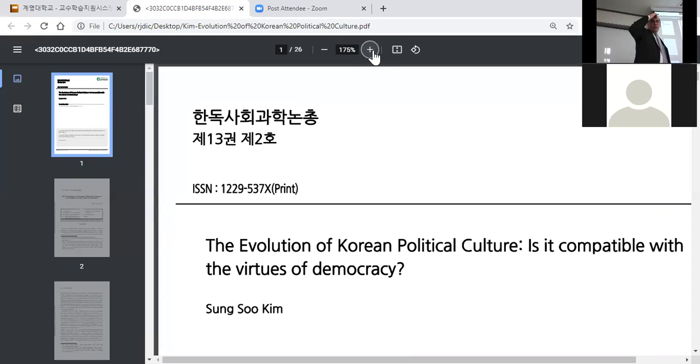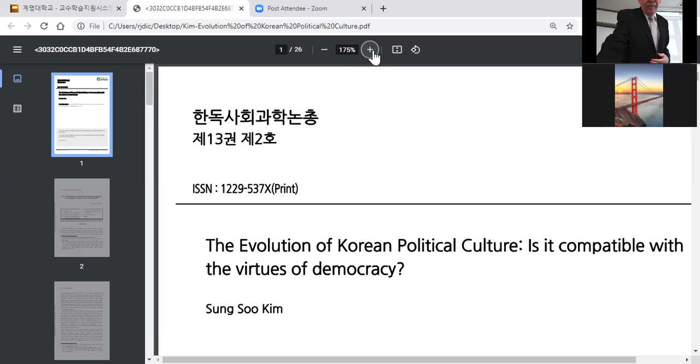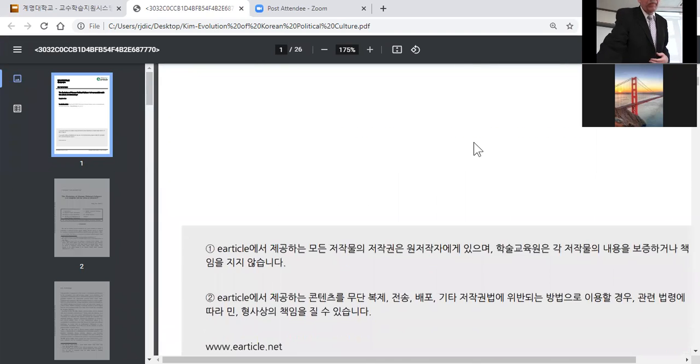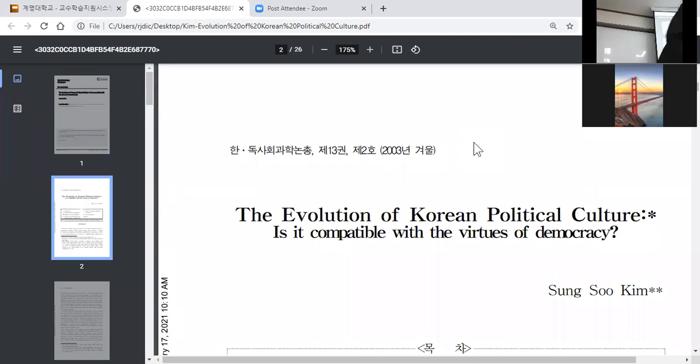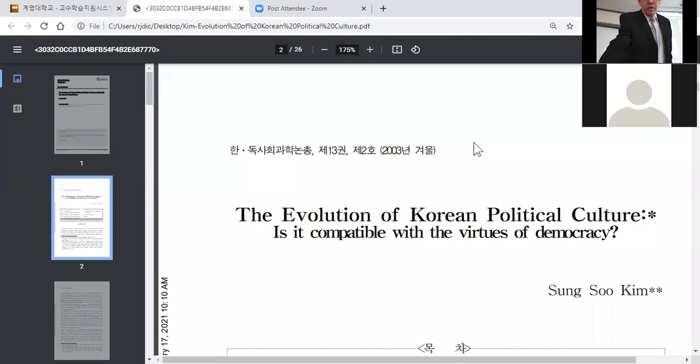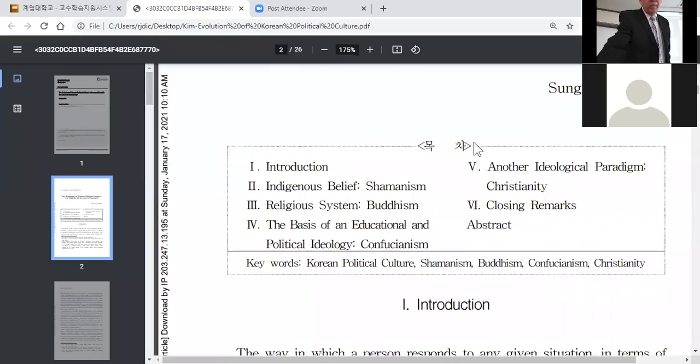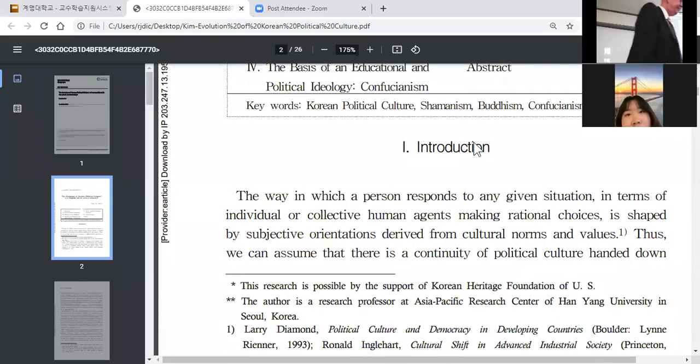The evolution of Korean political culture, is it compatible with the virtues of democracy? Now here we're giving this great Greek classic definition of democracy, the virtues of democracy. Only democracy is good, everything else is bad. Don't worry, I don't believe that. So on the very first page of the article is one of my first areas of discussion because it's right at the top of the thing.